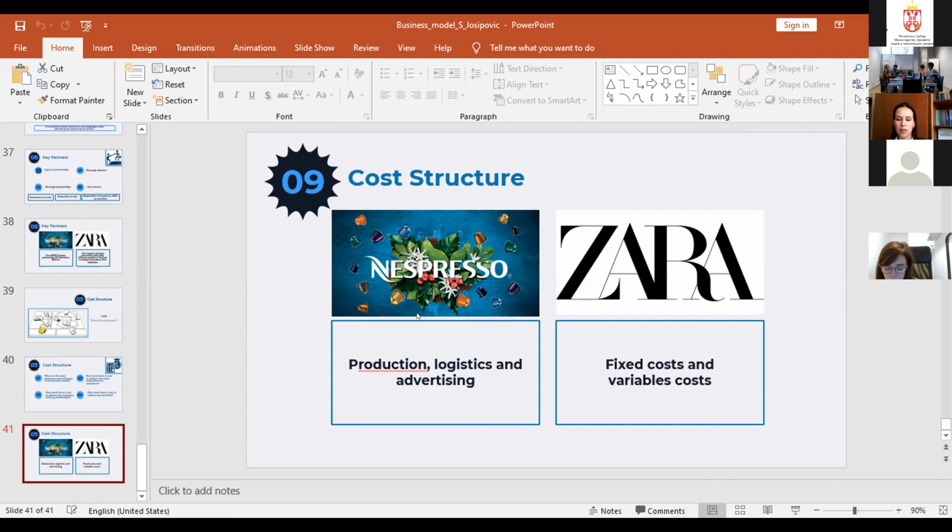What are fixed costs? They are costs which don't depend on the sales volume, on the production, or on the purchase of different inputs. The typical fixed costs for Zara are, for example, rents or wages for their employees. But Zara also has variable costs. Those are the costs that depend on sales volume, production volume, and on purchase of materials from suppliers. So the typical variable costs of Zara are manufacturing costs.